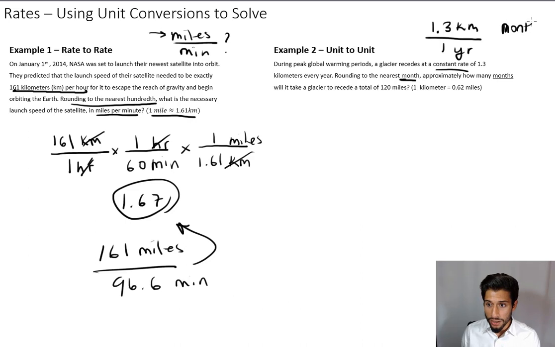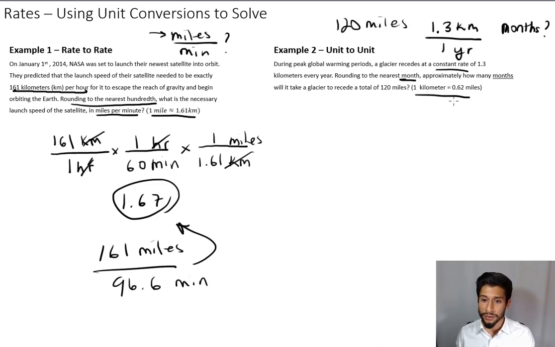See, everything I'm doing right now as I'm reading it, you guys, I highly recommend you do as well. It'll help save you time so you don't have to keep rereading the problem, right? If you just write it down, you can just look at what you wrote down and you know what to do. Approximately how many months will it take a glacier to recede a total of 120 miles? So they gave us 120 miles and this conversion factor.